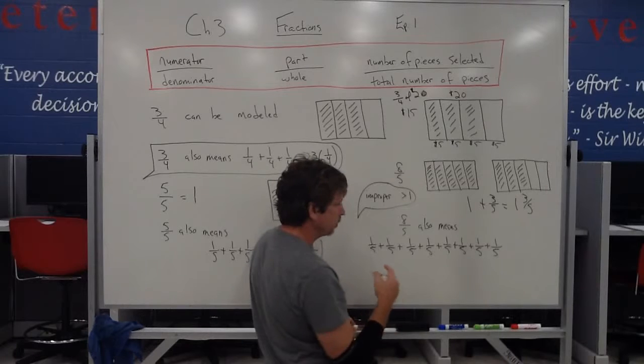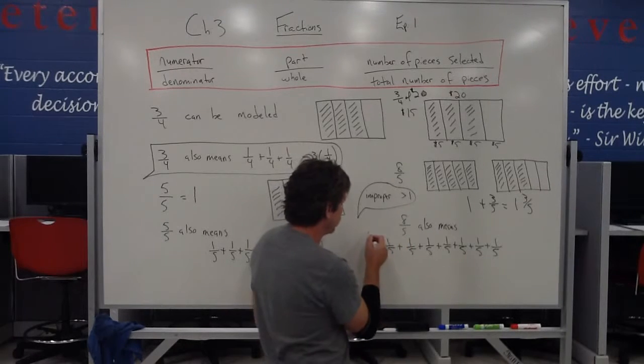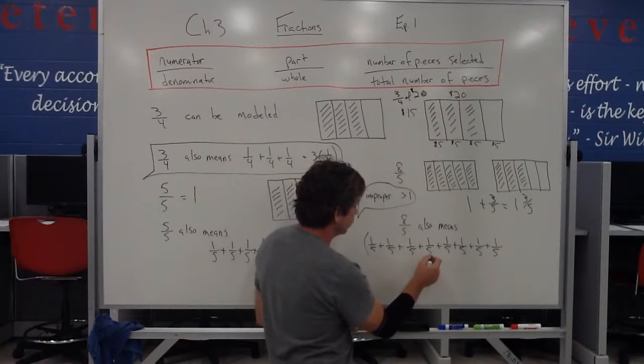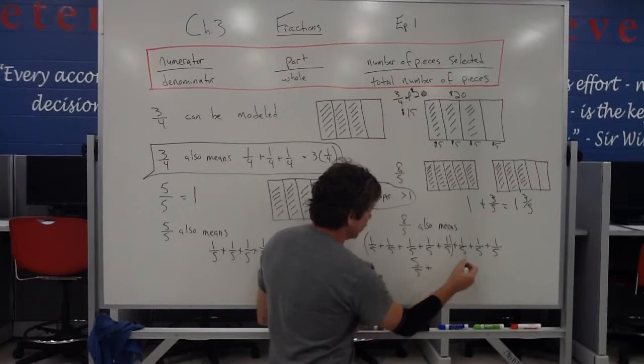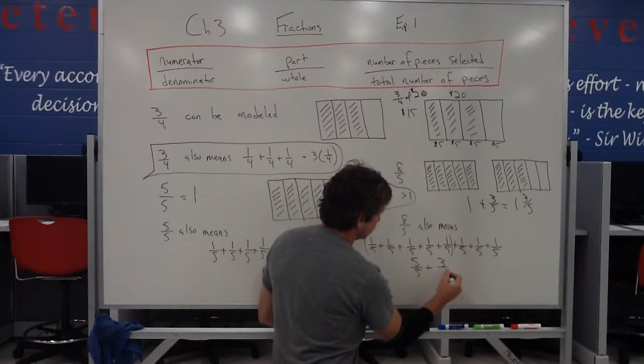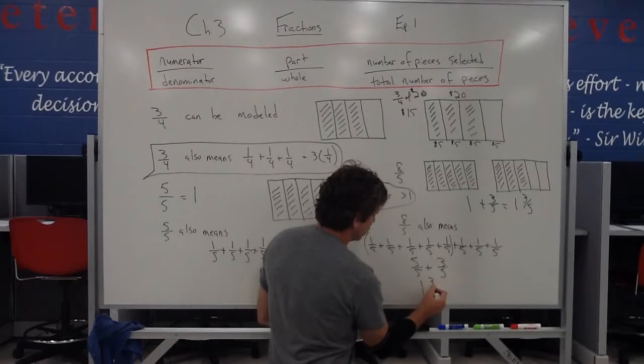But we also know that I can group this by 5s, because we know that for every 5/5 we have a whole. So 1/5, 2/5, 3/5, 4/5, 5/5. So notice how this would represent 5/5 plus an additional 3/5, which we could also write as 1 and 3/5.